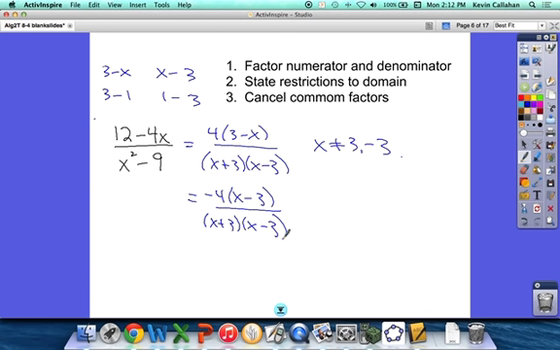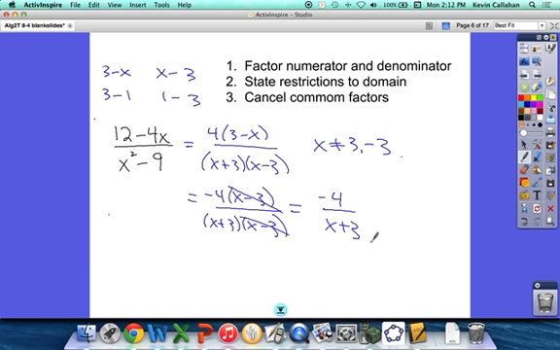You should not leave it like this. You should make sure that you cancel an x minus 3 and put a negative there, right? Because again, when you just switch the order of subtraction, it makes it the opposite. And by putting a minus in front, that balances out what you just did. So now I cancel, and this equals negative 4 over x plus 3.